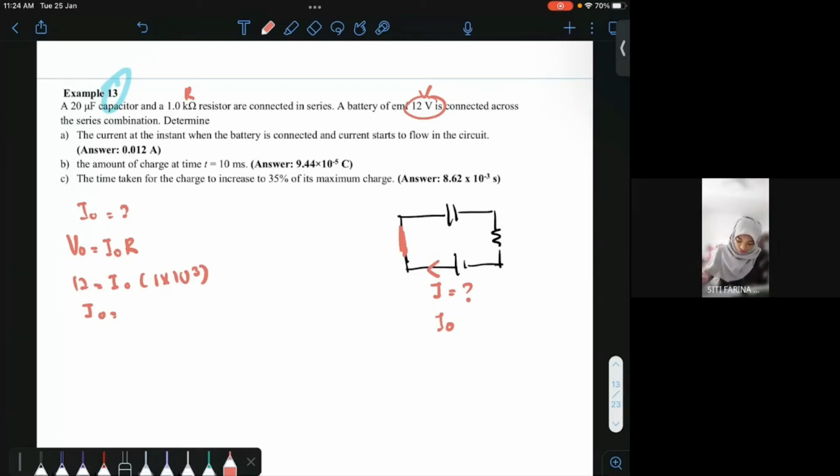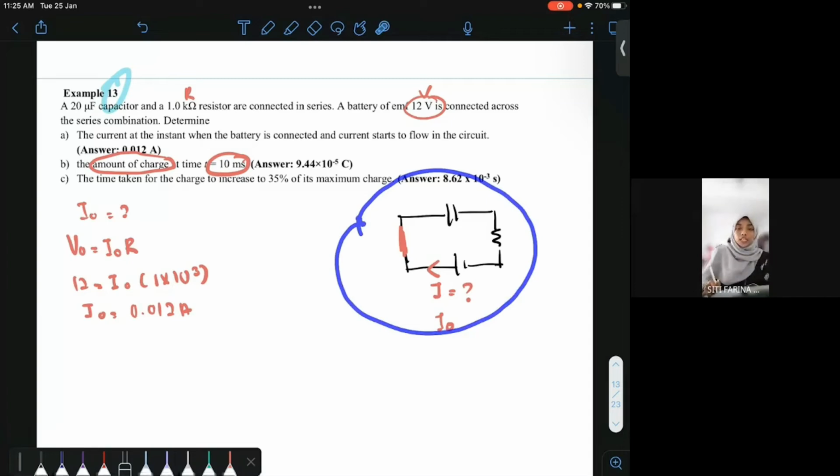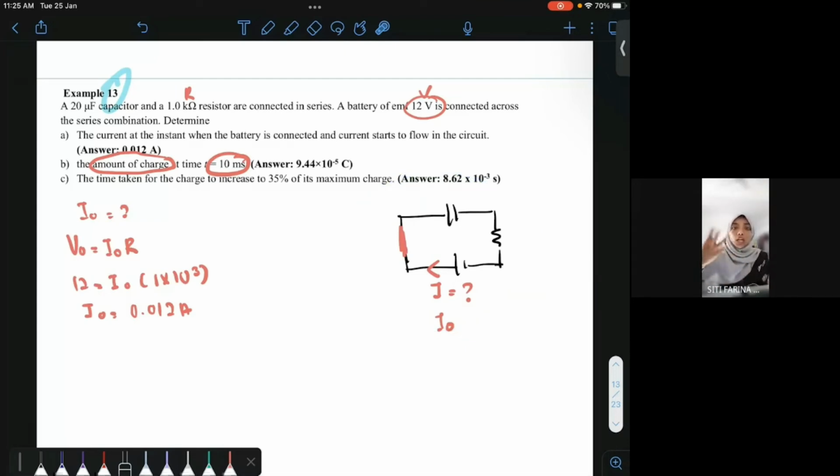The amount of charge at time 10 millisecond. So kalau kamu tengok dekat sini, soalan minta Q selepas 10 millisecond. Okey, selepas 10 millisecond kita kena tengok ini proses apa dulu, baru kita boleh pilih equation yang sesuai. Sebab dalam chapter charging discharging kita ada equation depending on the process. Kalau charging equation dia lain, discharging equation dia lain.